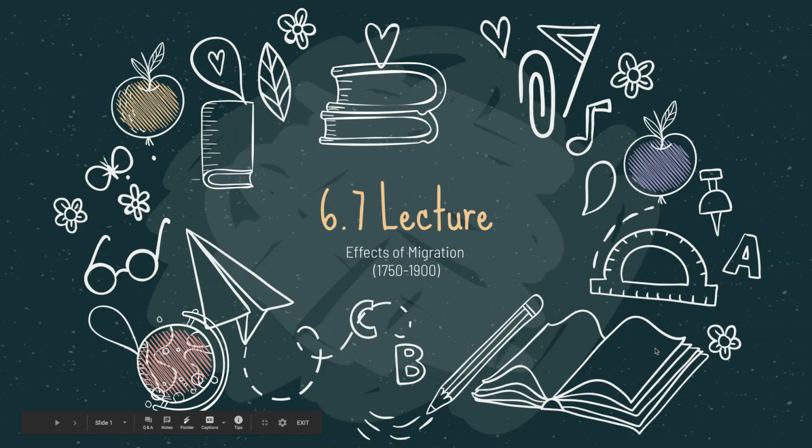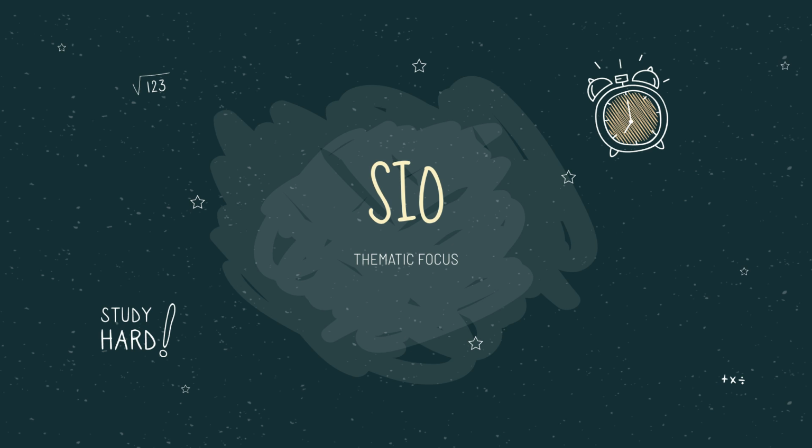Okay, so the last subtopic in Unit 6 that we're going to talk about is 6.7 Effects of Migration. And the thematic focus for this is SIO, social interactions and organizations. So, some keywords you should be looking for when you're reading include gender roles, social hierarchy, racial and ethnic constructs, and some questions you can use in your notes.